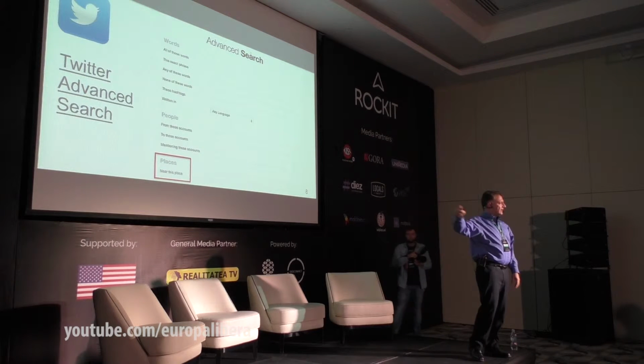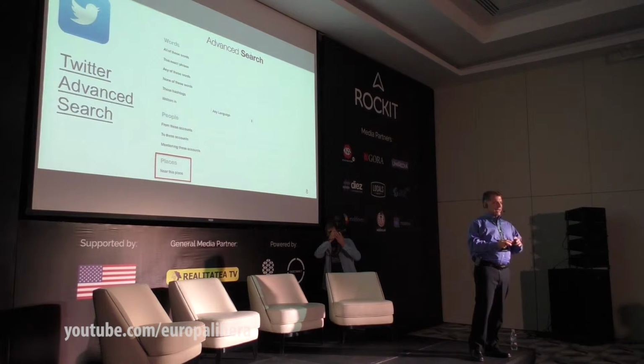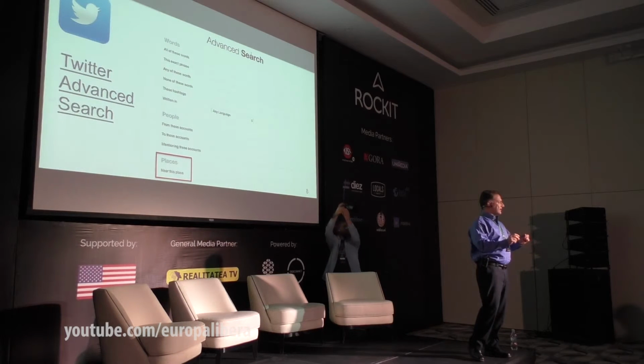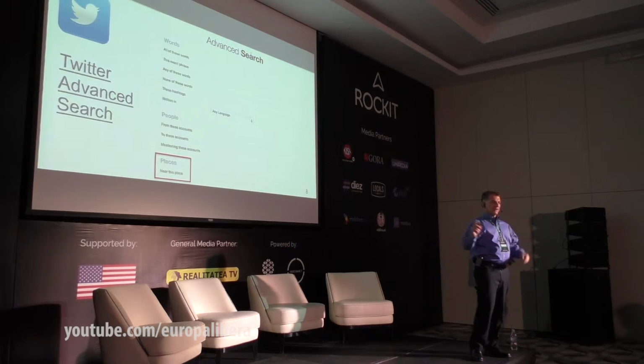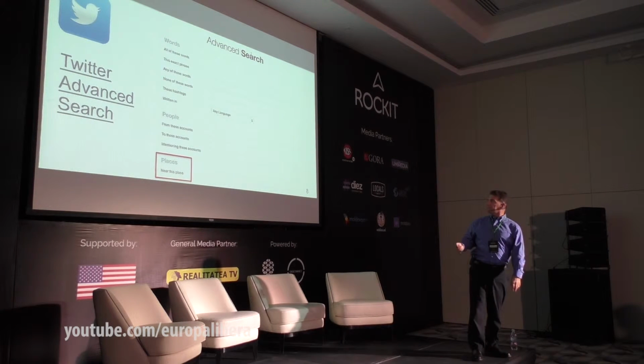And the bottom one in the red square is places. And this is a really easy way you can type in the name of a city anywhere in the world and search for tweets that were sent publicly near that location. Very useful, again, during breaking news in particular.